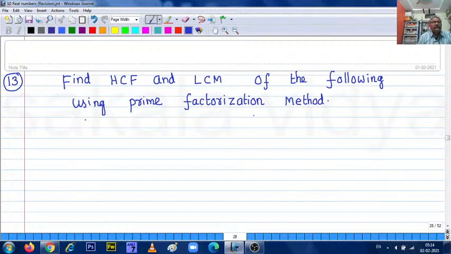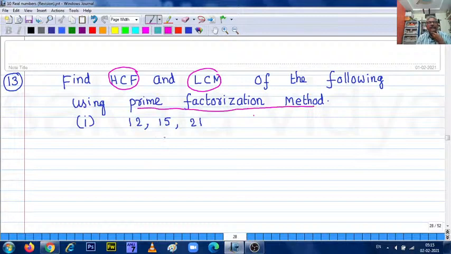So first question is 12, 15, 21. So we need to find out HCF and LCM using the prime factorization method of these three numbers.